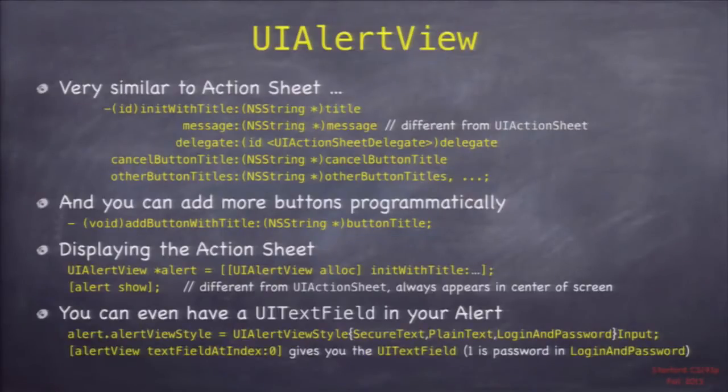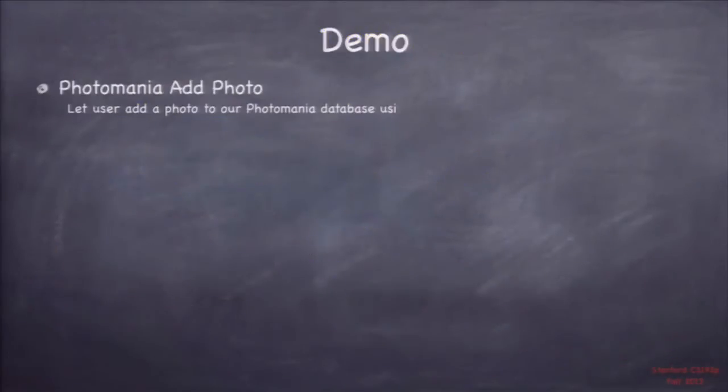Here's how you get a text field in your alert. You just say alert.alertViewStyle equals one of these styles that has text: secure text, plain text, login and password. And then you get the text field, so you can get the text out of them by alertView textFieldAtIndex. Index 0 if there's only one text field, index 0 and 1 if there's login and password, for example. So that's how you can get the text field.